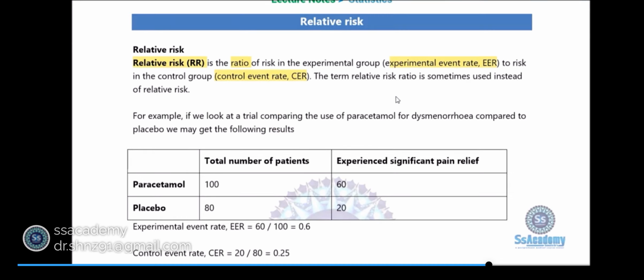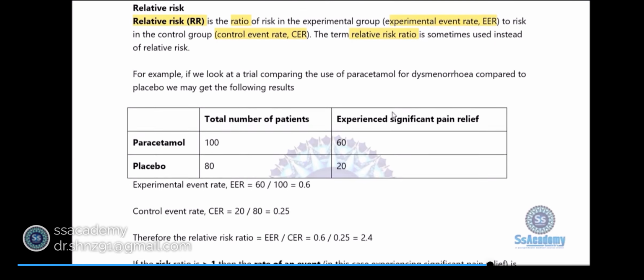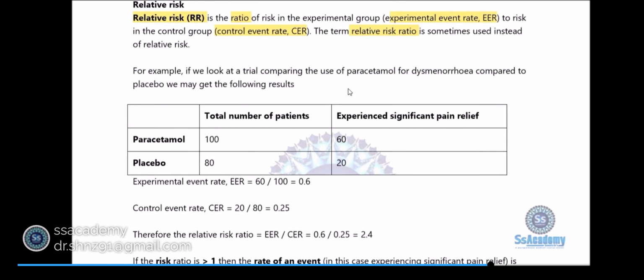The term relative risk ratio is sometimes used instead of relative risk. So relative risk is nothing but the risk ratio, meaning the ratio of experimental event rate and control event rate. We'll look at a trial comparing paracetamol for dysmenorrhea compared to placebo. We may get the following results.